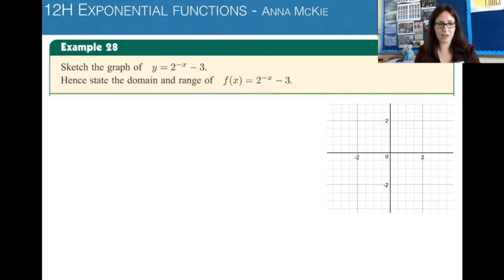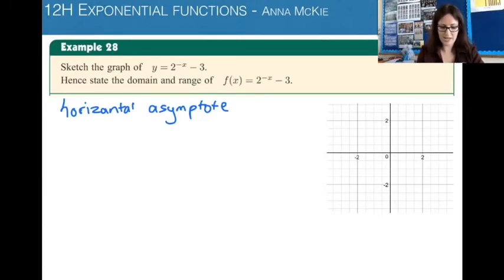Intercepts are often a handy one to do. We'll come back to that one. We'll say what the horizontal asymptote is. Can you anticipate what it's going to be? So the horizontal asymptote is that number that's subtracted off the end. So it's negative 3, but you don't just write negative 3, it's y is equal to negative 3. That would be a horizontal line at y is equal to negative 3. I might just put that on there for you to visualise now.